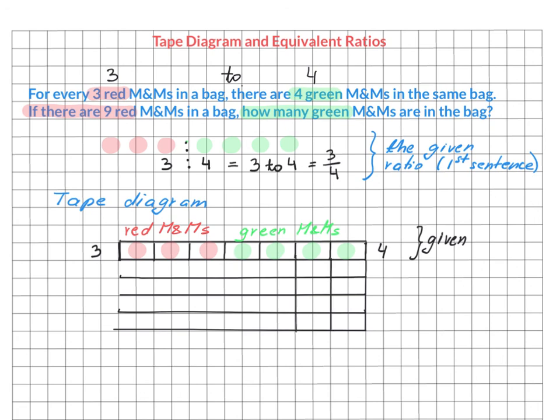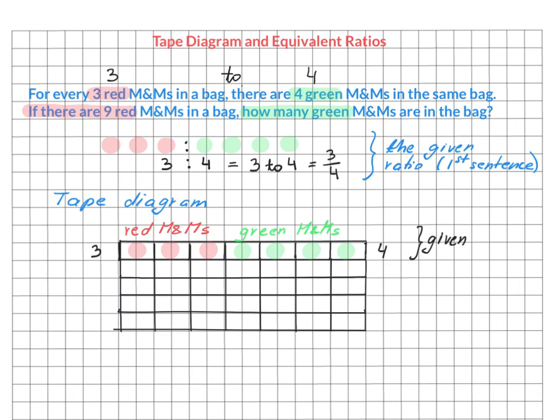So I'm using a ruler trying to get my lines as straight as possible. I don't know how many rows I'm going to need, but I know that in each row I'm going to need 3 red and 4 green. So that's what I just did. Again, if you need, please pause the video.